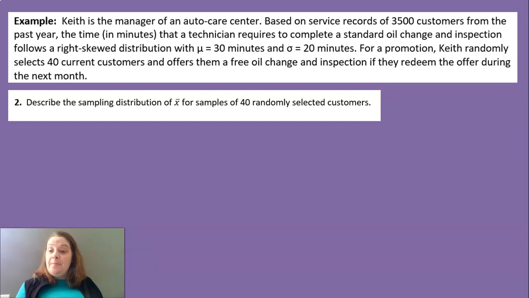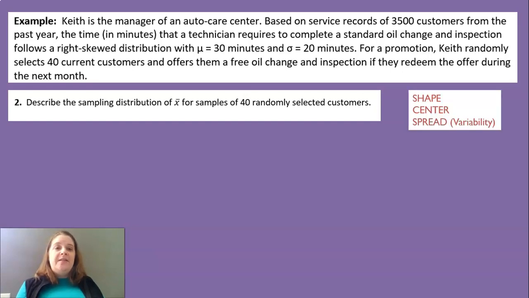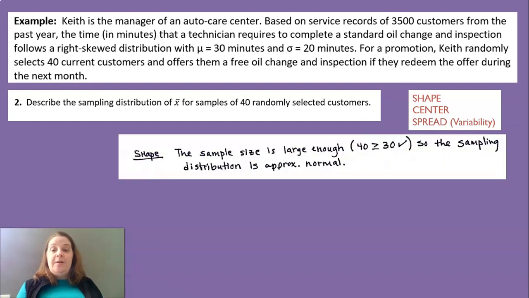Okay, what about the sampling distribution though? What would the sampling distribution of X bar look like? Describe it for 40 randomly selected customers. So remember, when we talk about sampling distributions, we would talk about shape, center, and spread. So let's start with shape. The sample size is 40, so the sample size is large enough. 40 is definitely greater than that threshold of 30. So by the central limit theorem, the sampling distribution is approximately normal.